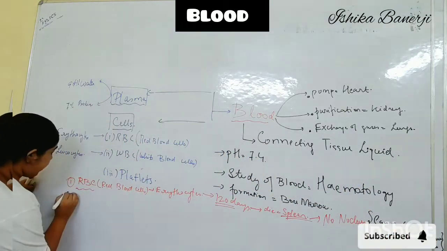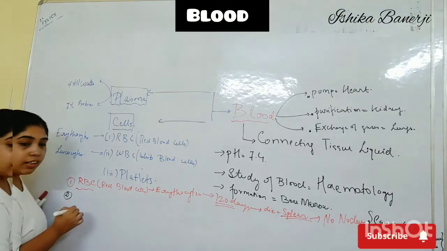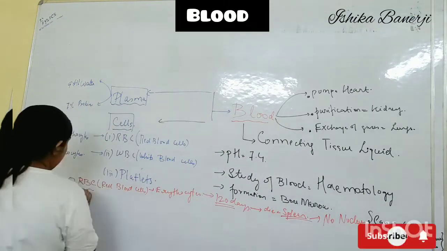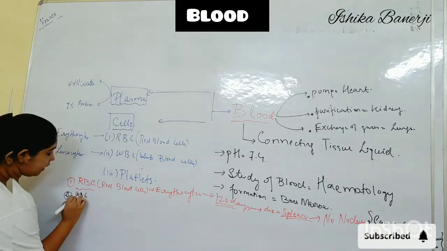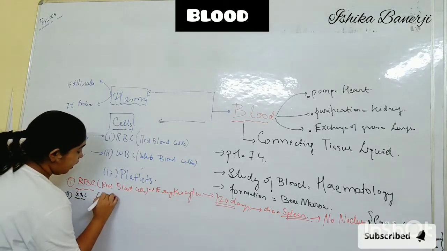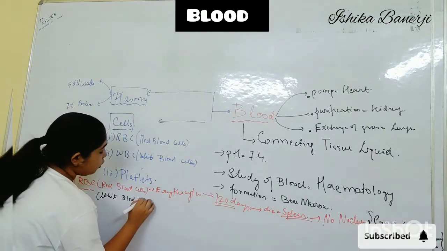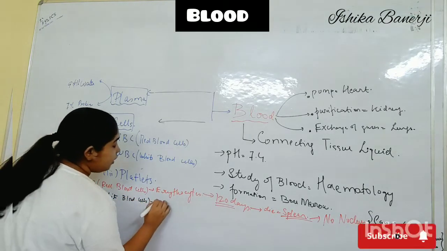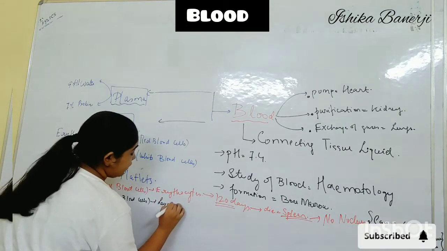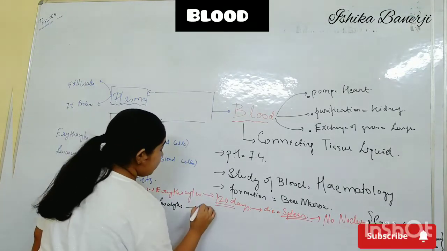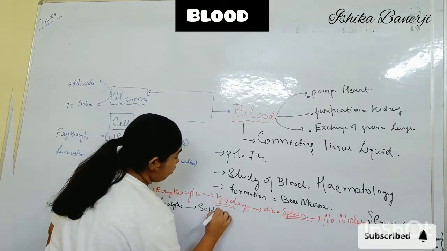Next, let's study about WBC. I already said it is known as the white blood cell. This is also called the soldiers of the body. Leukocytes is the name. Duration is not important.